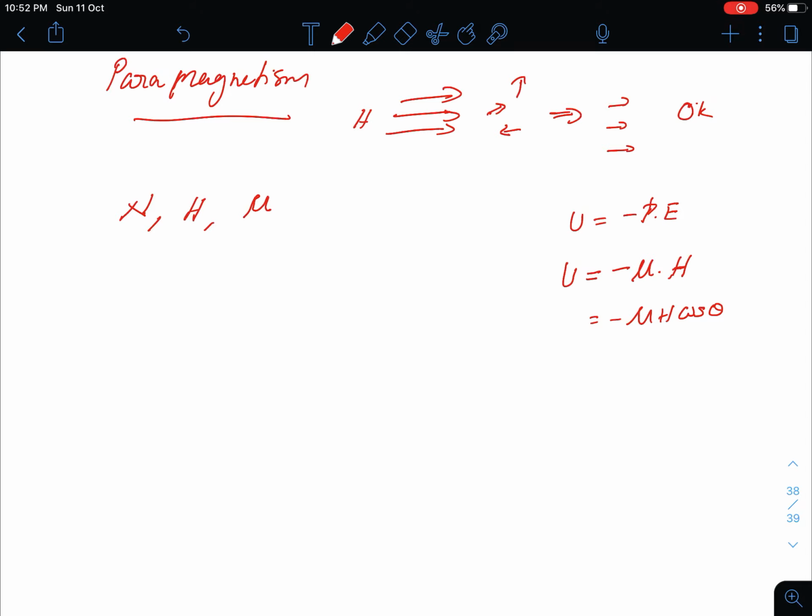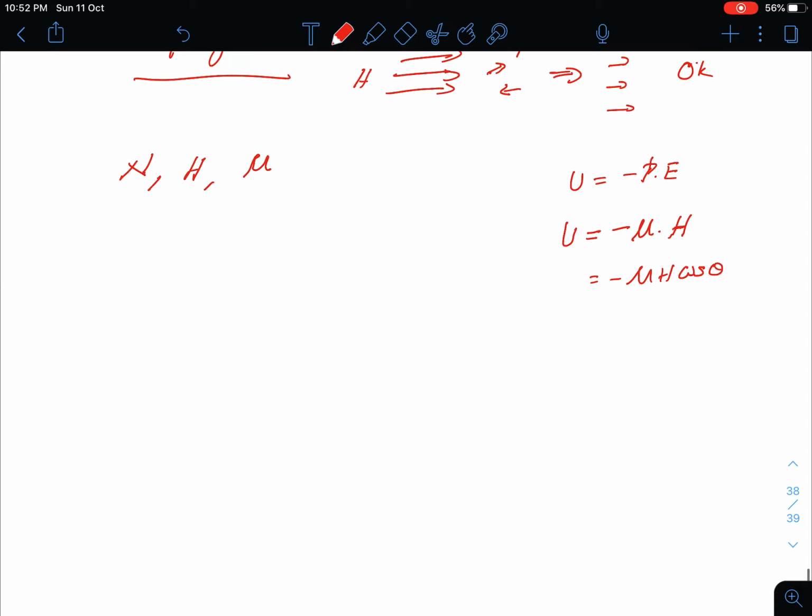Clear? Since you have only one kind of energy, that is, there is no kinetic energy, you can say that the total energy is potential energy, and you can write E equal to minus sigma i equal to 1 to n of mu dot H. Since mu and H are constants, you can take them out. So it is simply minus mu H sigma i equal to 1 to n cos theta i.